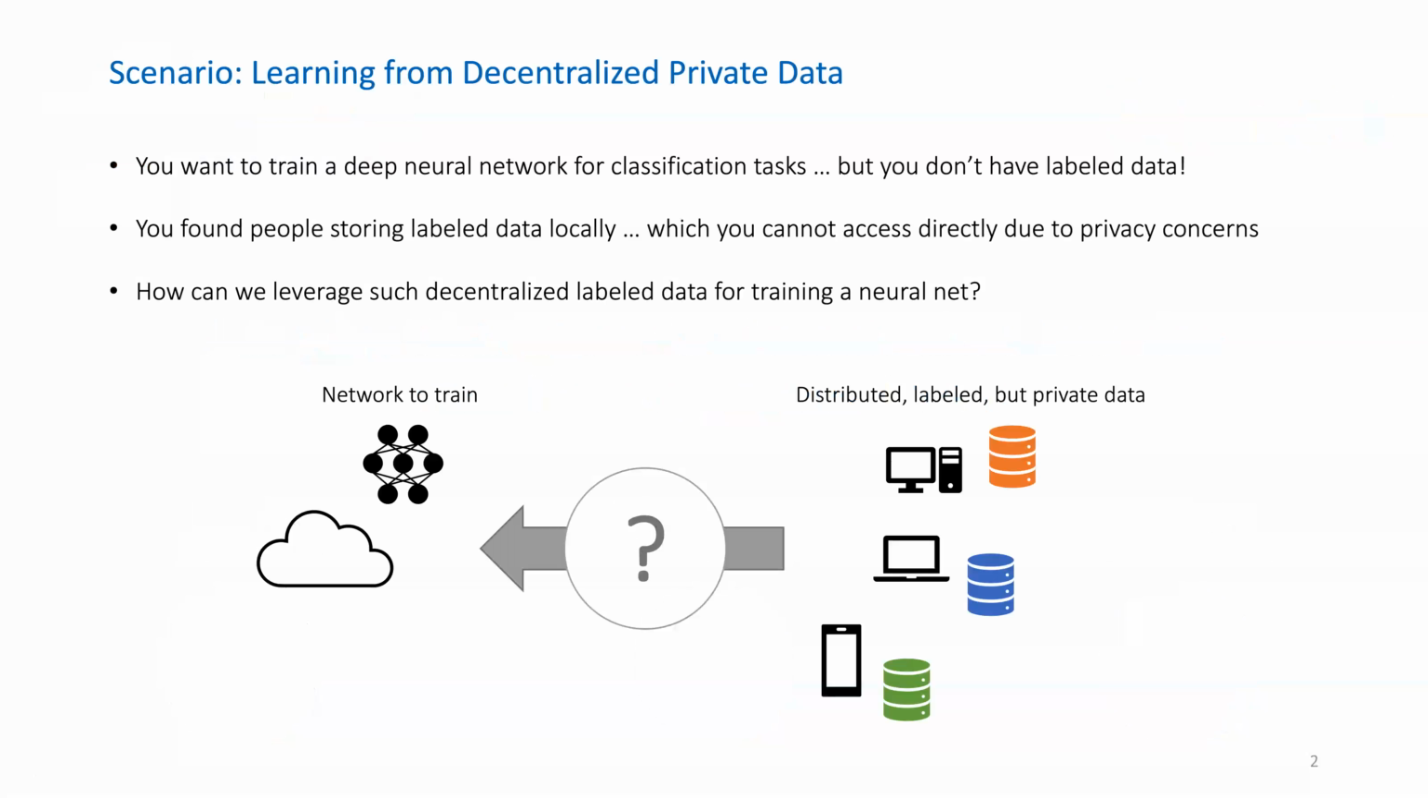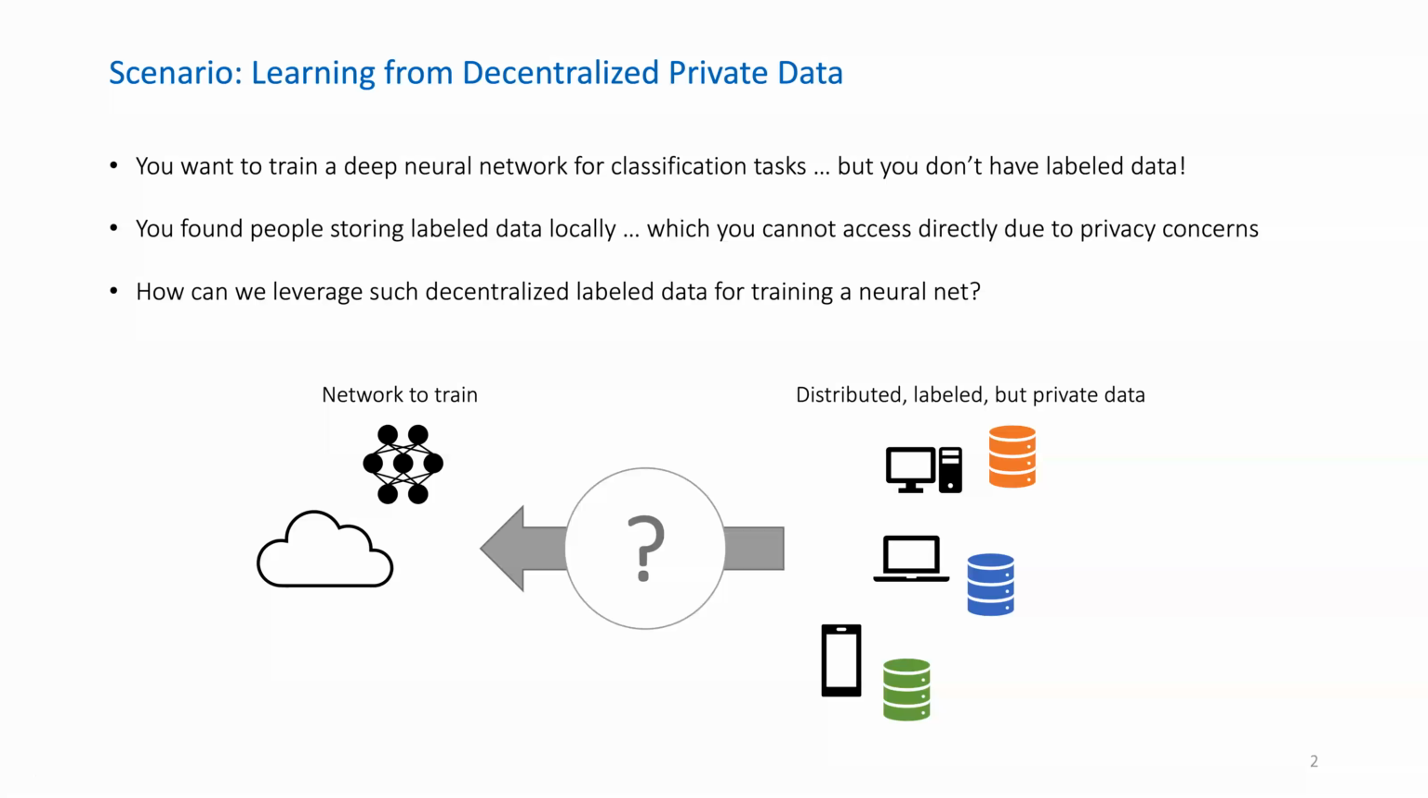Suppose that you want to train a deep neural network for classification tasks, but you don't actually have label data. Then you found that people in the world have relevant data that are also annotated. However, getting direct access to the data is difficult due to privacy concerns. Then the question is, how can we leverage such decentralized and reliable data for training your neural net?